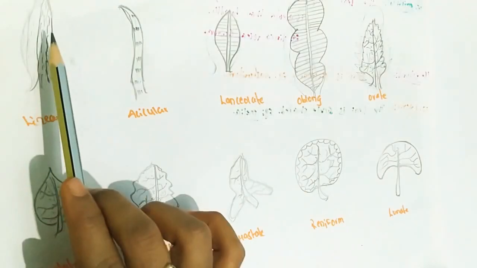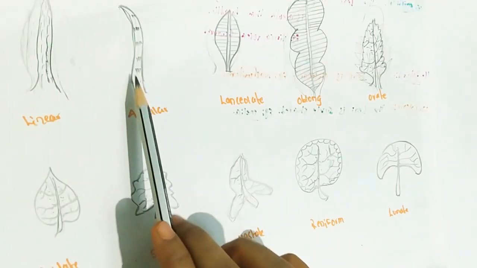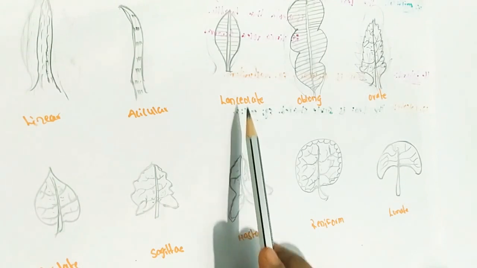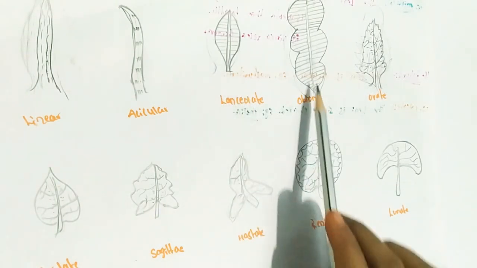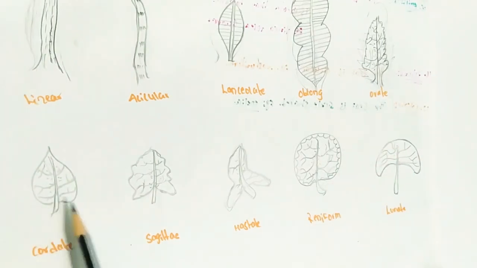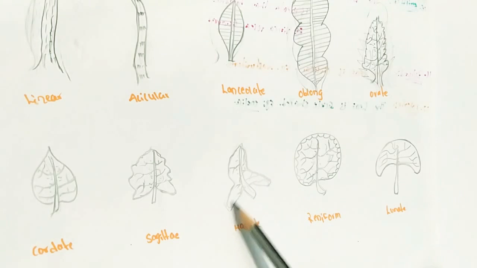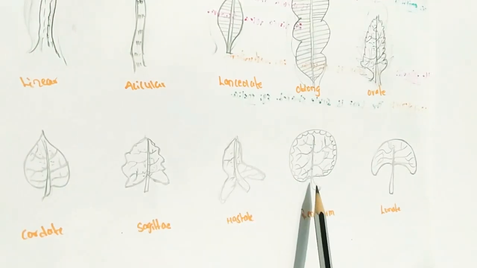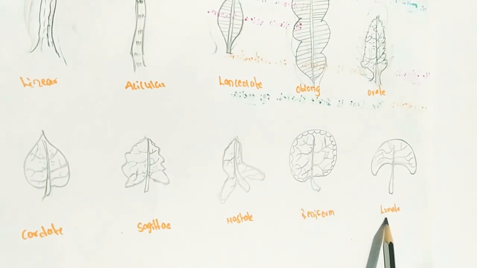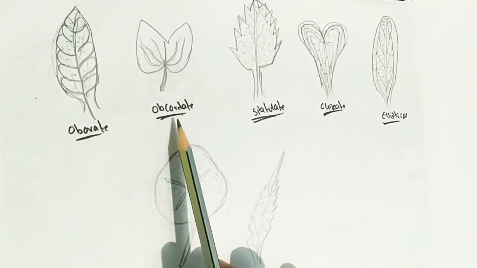The types of leaves. First one, linear. See here the veins are parallel to each other. Next, acicular, needle shaped structure. Next, lanceolate, lance shaped. Oblong, more or less rectangular. Ovate means egg shaped. Cordate means heart shaped structure. Sagittate, arrow shaped. Hastate, here it is also arrow shaped, and here see lobes are outwards. Here lobes are downwards. Next, reniform, kidney shaped structure. Next, lunate, half moon structure. It is obovate structure.